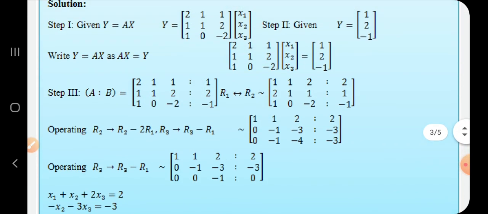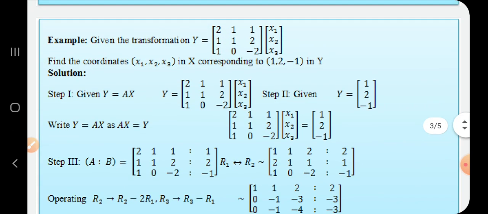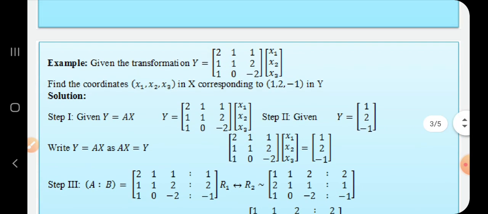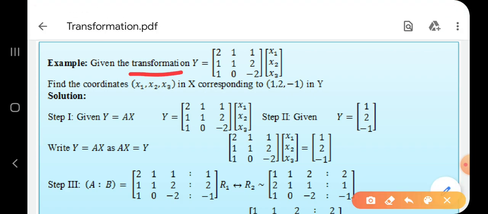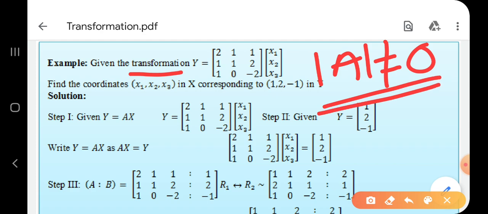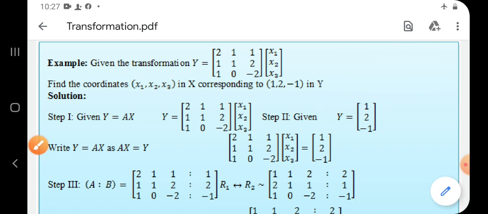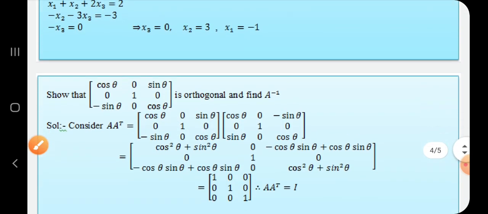Now for the same problem they may ask to check whether the transformation is regular. This question may be asked. For that you have to take the determinant, and if the determinant is not equal to 0, the given transformation is a regular transformation. So that additional question may be asked. Now we will turn towards the next problem.